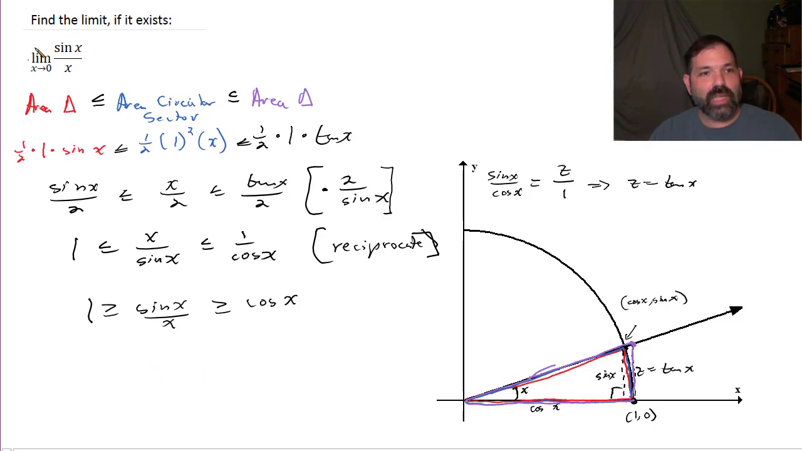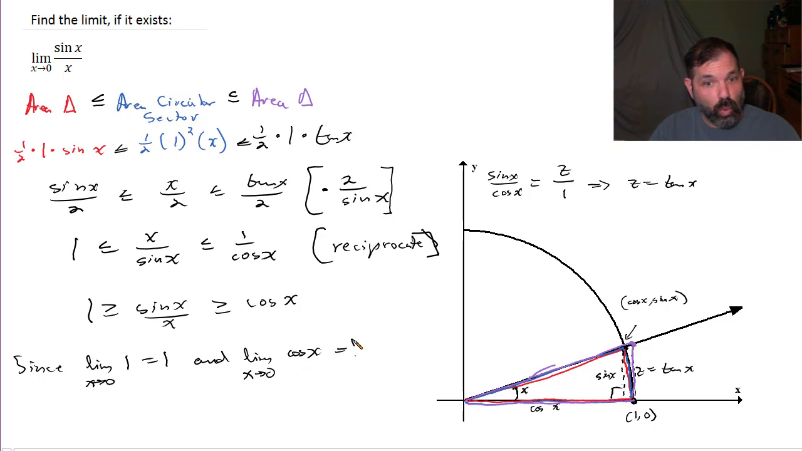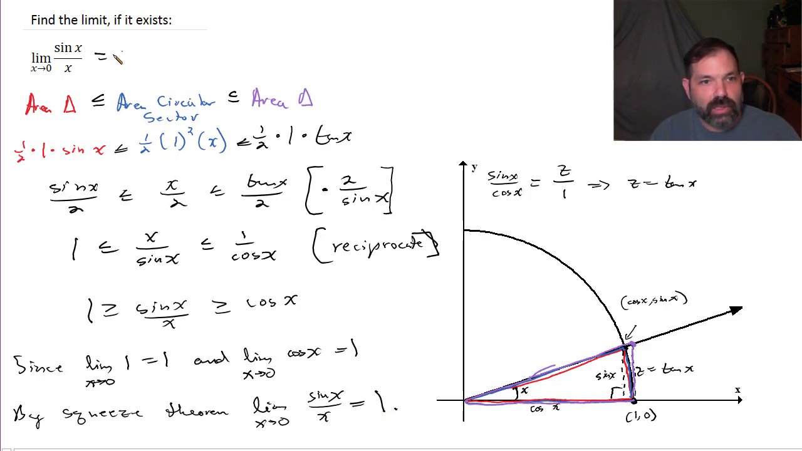Now, we wanted the limit as x approaches 0. And notice that I have the expression sine x over x. Since the limit as x approaches 0 of 1 equals 1, and the limit as x approaches 0 of cosine x is 1, by the squeeze theorem, the limit as x approaches 0 of sine x over x must also equal 1. So this limit is equal to 1.